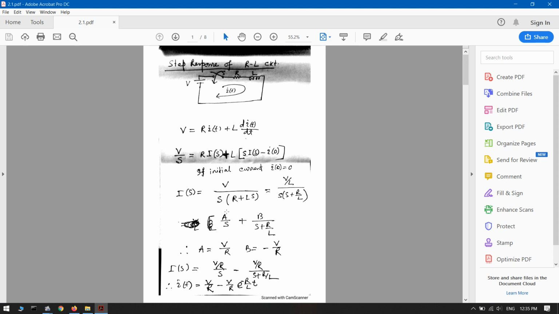Now it is up to you. You can solve this equation using the classical method. This is a differential equation. You can easily solve it, isn't it? By classical algebra you can easily solve it. But here we shall try to solve this using Laplace transformation.